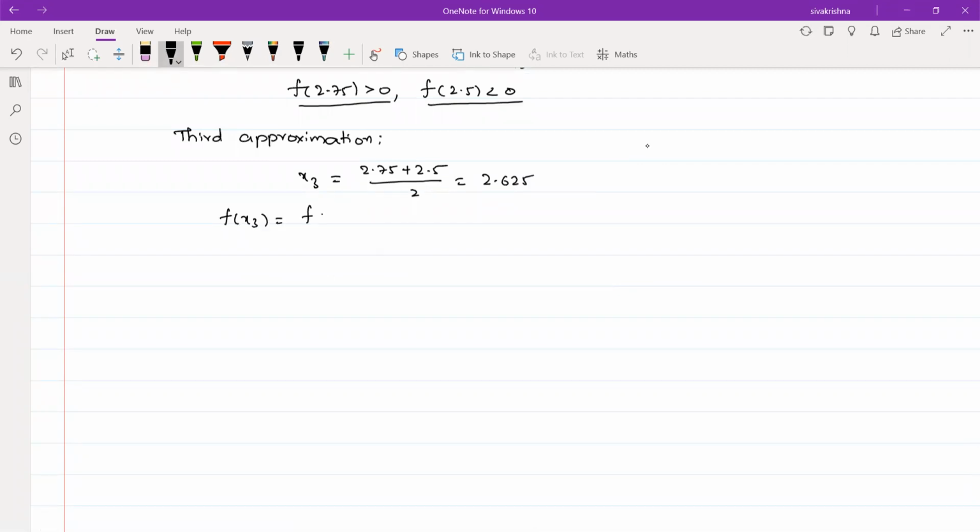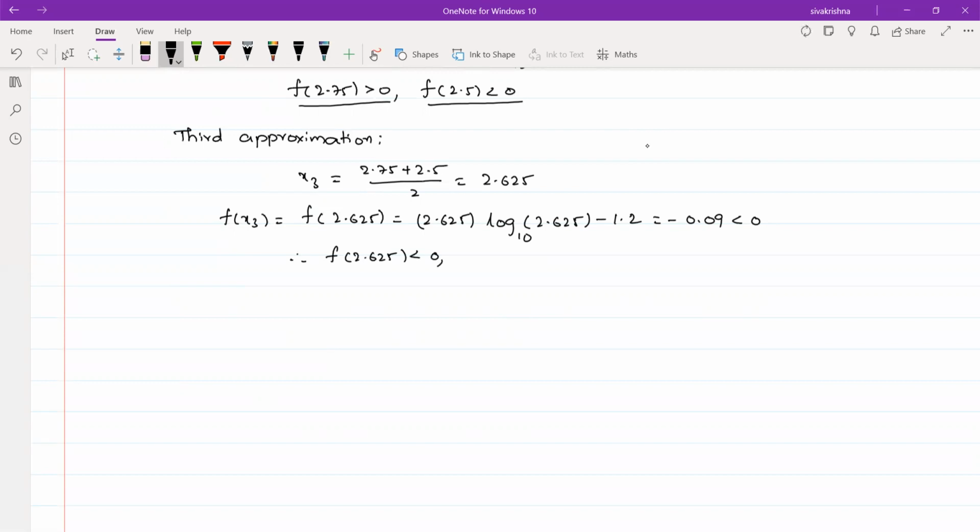So this is equal to f of 2.625, and this is equal to 2.625 into logarithm of 2.625 to the base 10 minus 1.2, and this is equal to minus 0.09 approximately, which is a negative value. Okay, therefore f of 2.625 is a negative value.